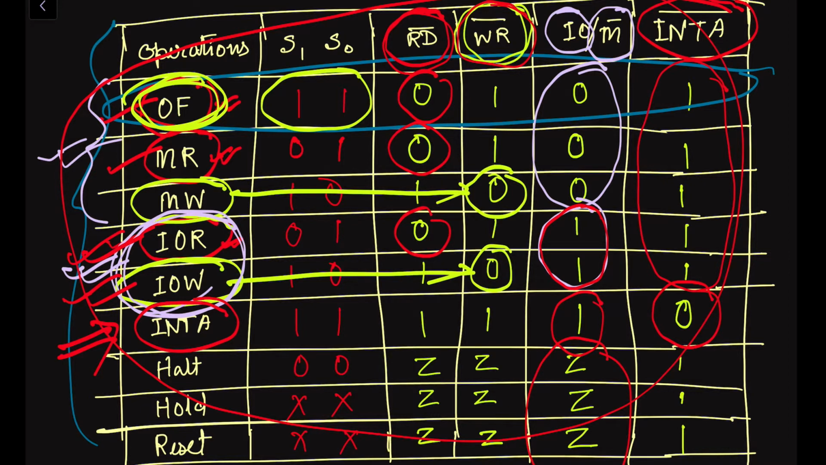Similarly for input output, and S1 and S0 indicate the various types of operation, whether it is opcode fetch, memory read, memory write, input output read, or input output write, depending on the various combinations of S1 and S0, because these are the status signals sent by the microprocessor. So depending on these signals, we perform different types of operation. We have discussed the opcode fetch machine cycle in this video.